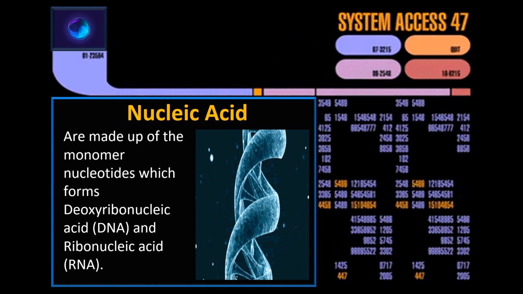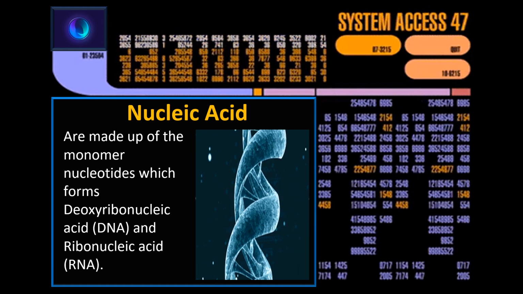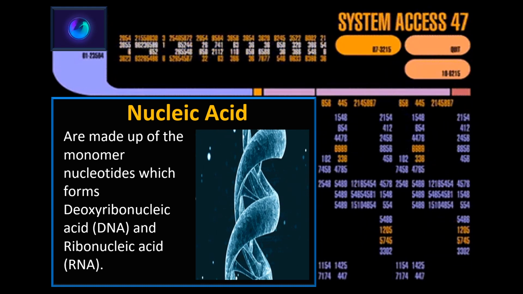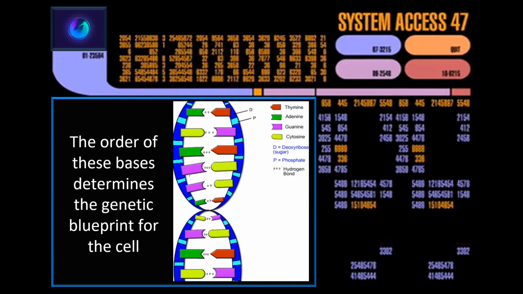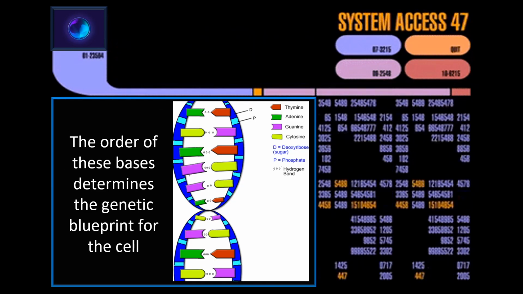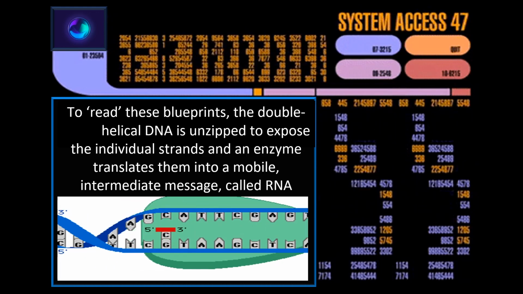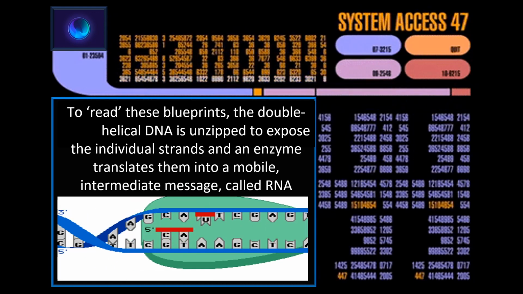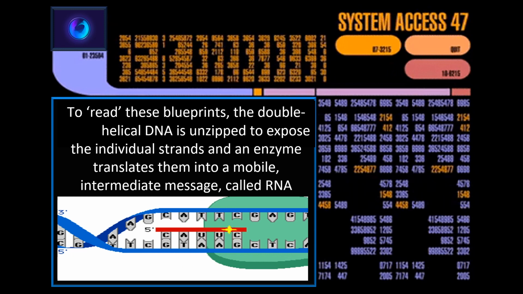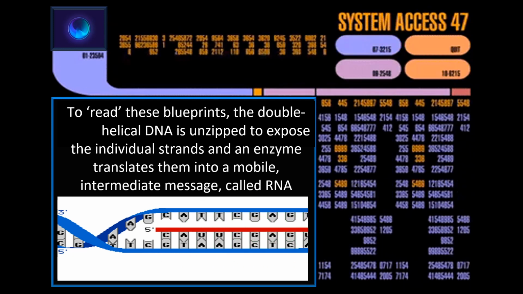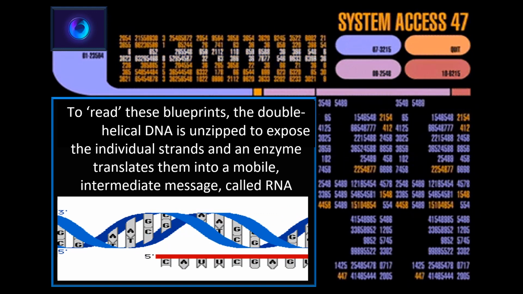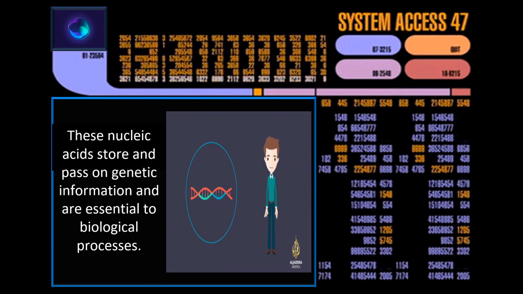DNA is a long double-stranded molecule made up of bases located in the cell's nucleus. The order of these bases determines the genetic blueprint for the cell. To read these blueprints, the double helix of the DNA is unzipped to expose the individual strands, and an enzyme translates them into a mobile intermediate message called RNA.